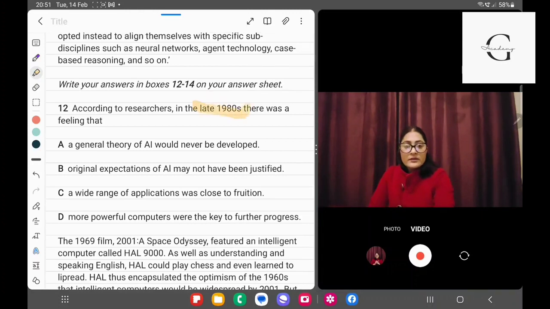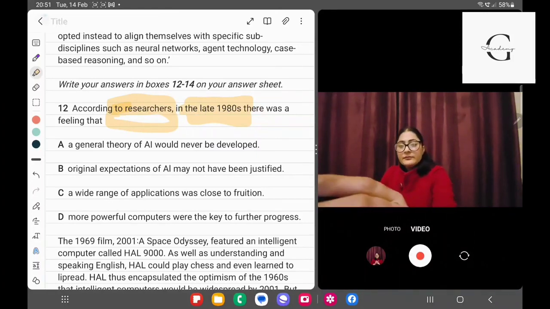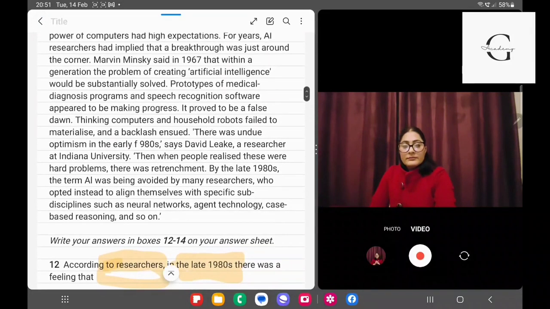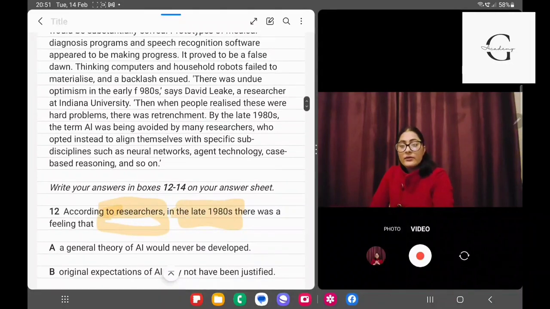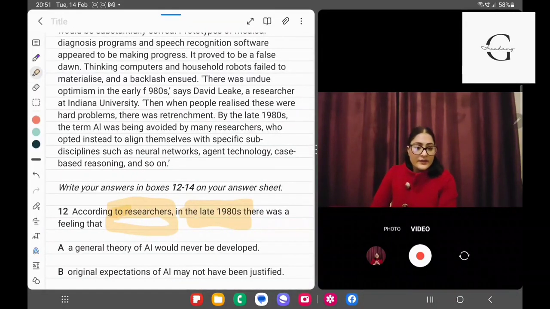So my keyword is late 1980s. Yeah, there was a feeling that. So in 1980s, what the researchers think or feel. Okay, let's see. I have to look for the late 1980s. Yeah, I got it. So now I need to, that is called skimming. Now I have to do the skimming here. So I'm gonna read these lines now and then I move to the options.